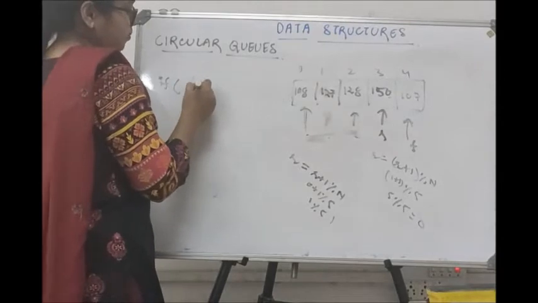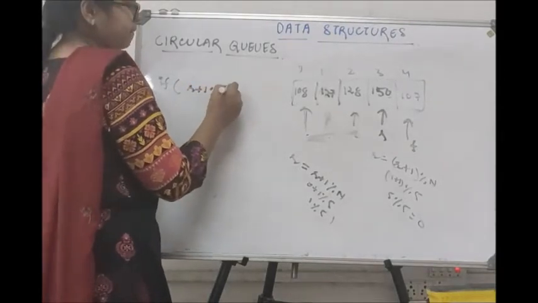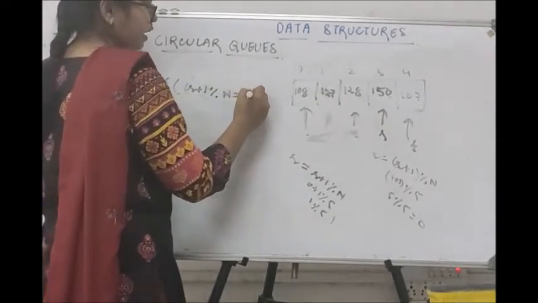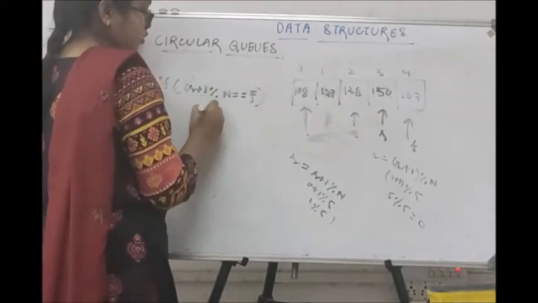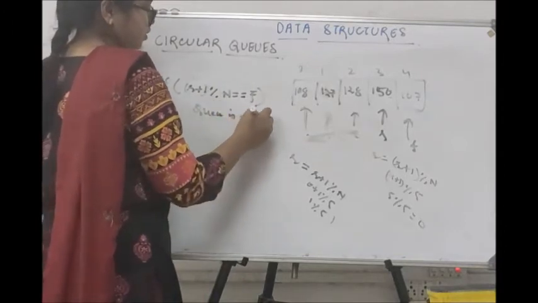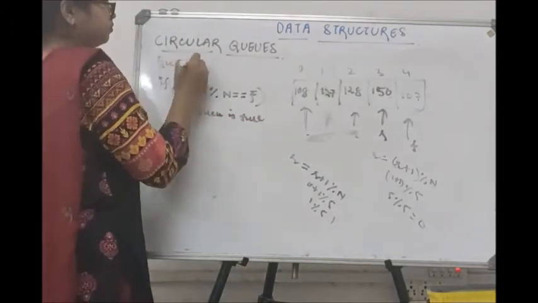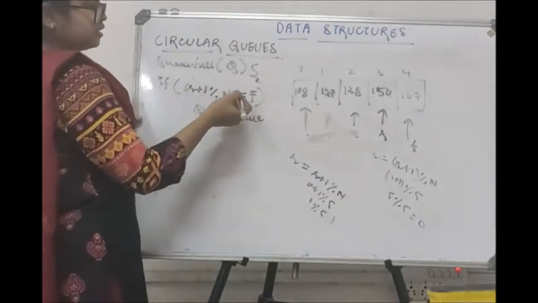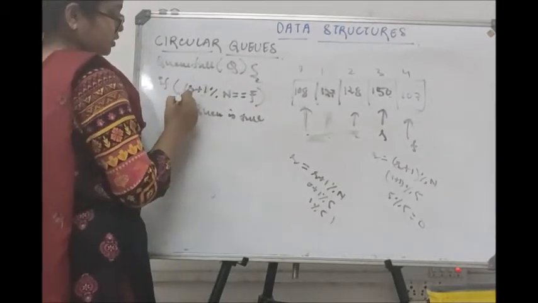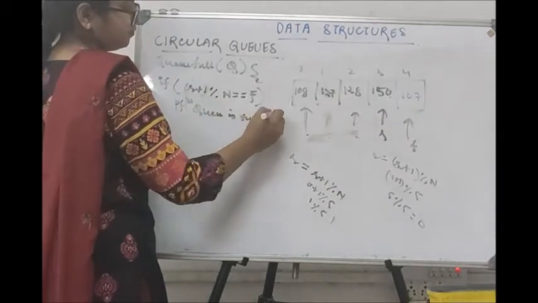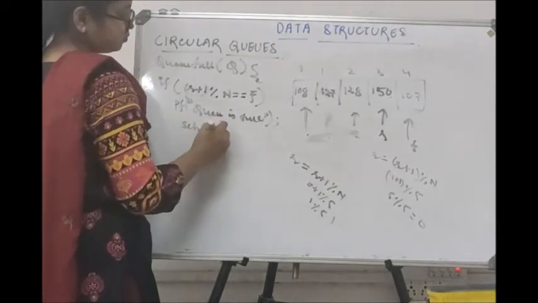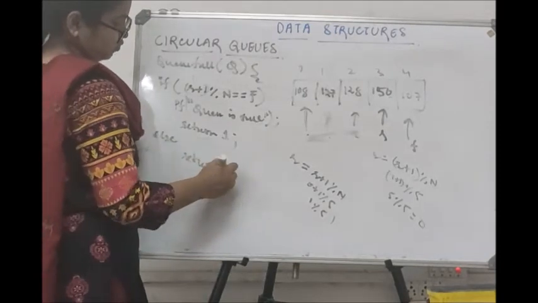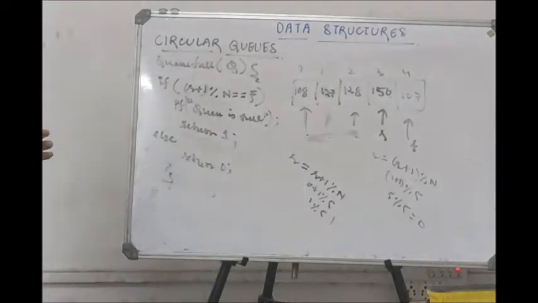If (R plus 1) mod n is equal to F, or front, we say Q is full. So how to check Q full? This is the function. If this case is true, then we say Q is full. Printf "Q is full" and return 1. Else, return 0. Okay. This is the function for Q full.